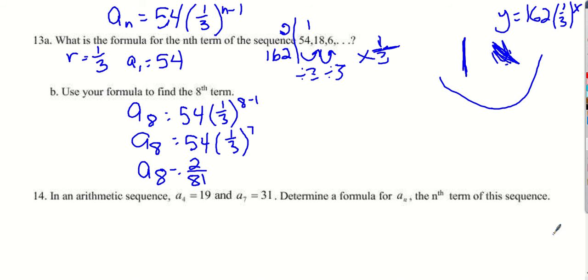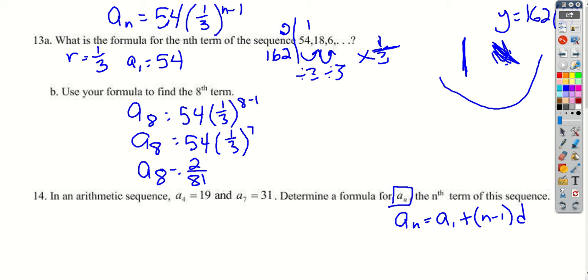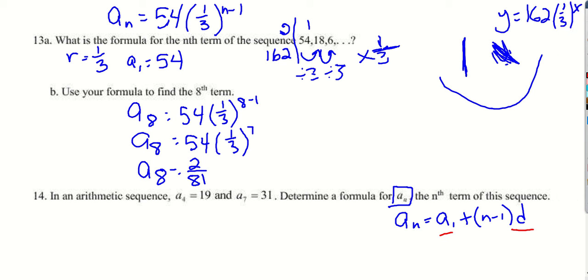Arithmetic sequence. So we have some numbers. We want to know the formula. So remember, if I want to get the a sub n, I know my formula is a1 plus n minus 1 times d. So I essentially need to know for this these two things. I need to know a1 and I have to know d. To figure out d, we can kind of think of this as a line of terms. We know the fourth term is 19. And the seventh term, so 5, 6, 7, is 31.